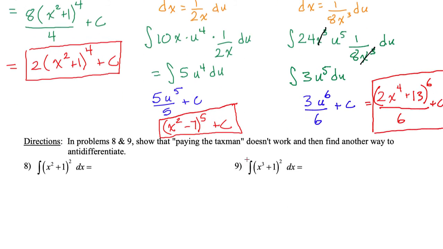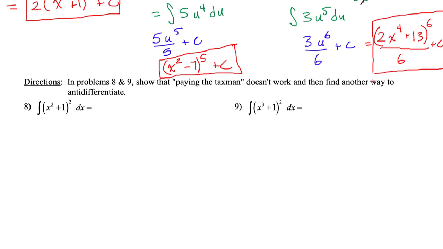All right, and for 8 and 9, taxman doesn't work. So I'm only going to show it on number 8, and then you can kind of imply that's going to happen in number 9, and then I'll show you how to actually do it. So let's try taxman, right? Okay, I see inner. The inner, so I say u, the inner is x squared plus 1. The taxman, there is no taxman, so we assume it to be 1, and therefore u prime, the derivative of that, is 2x. Let's go ahead and pay taxman. This is going to be equal to 1 over 2x.